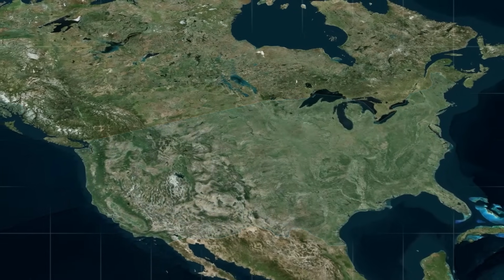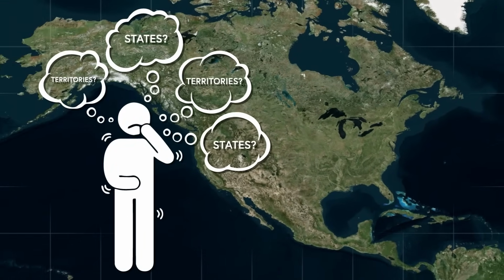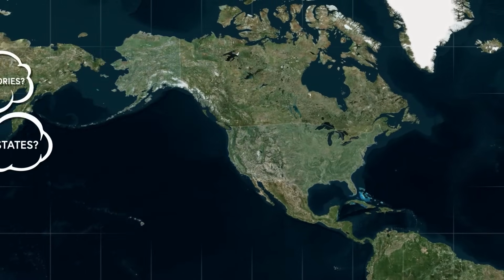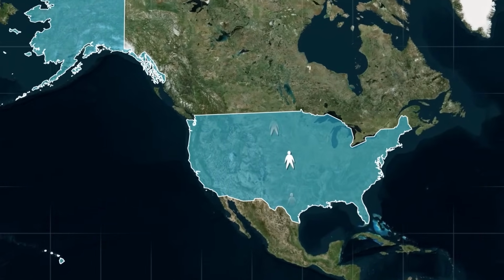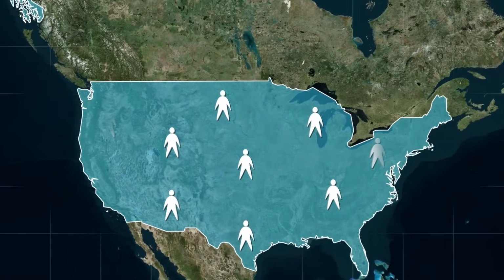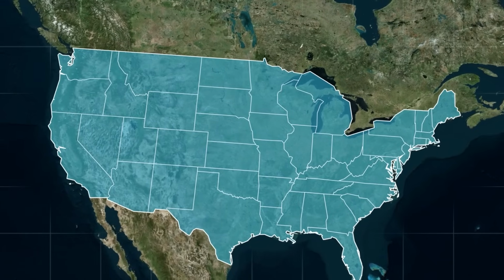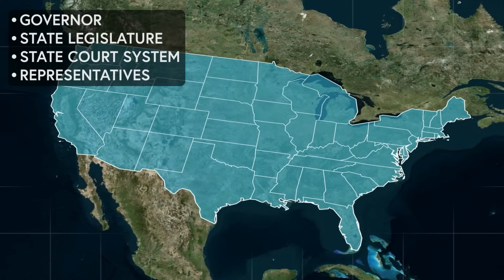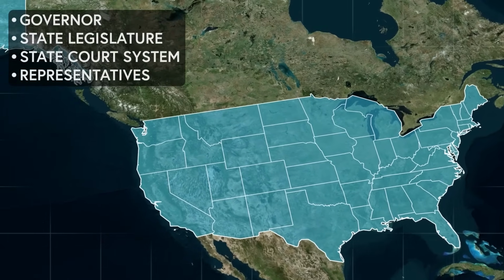So by now you may be wondering, what exactly are the differences between territories and states? Well, to understand this, let's first look at what a state itself is. While U.S. citizens in these states and territories are afforded federal protections from the U.S. government, states offer greater degrees of rights and representation given their sovereign status. Each state is a self-governing entity and has broad authority to govern within its borders. States are entitled to self-government with a governor, state legislature, state court system, and representatives from the state within the federal government.